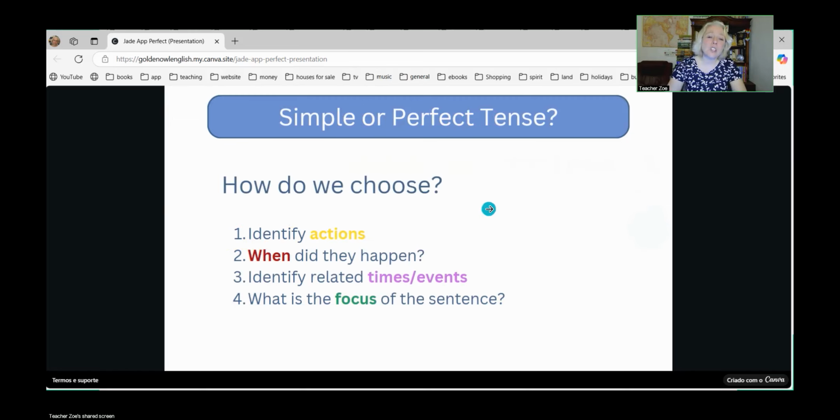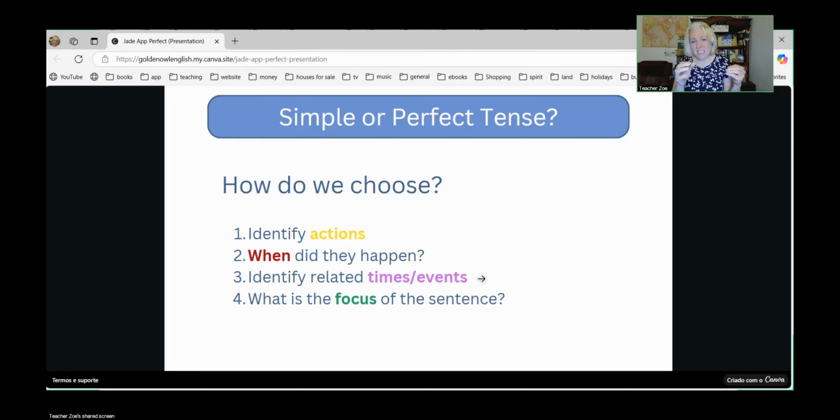So how do we choose, when we're trying to make a sentence, which one of these we have to use? Well, we have to think about it a little bit. We have to think about our actions and think about, well, is it just an action? Is the action completed? And is it relevant to anything else? When did the action happen? Are there any related times or events? Is it literally just a standalone thing that started and finished? Or are we talking about it because it has relevance to something else?